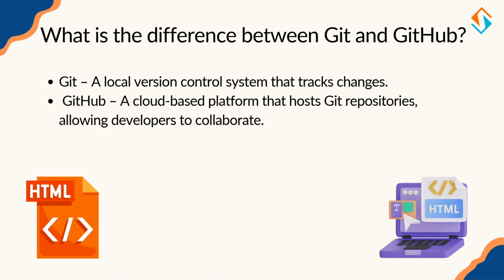Okay. Now our next question is, what is the difference between Git and GitHub? Git is a local version control system that tracks changes, and GitHub is a cloud-based platform that hosts Git repositories, allowing developers to collaborate. Git is like saving files on your computer, while GitHub is like storing them on your Google Drive, where multiple people can access and contribute.